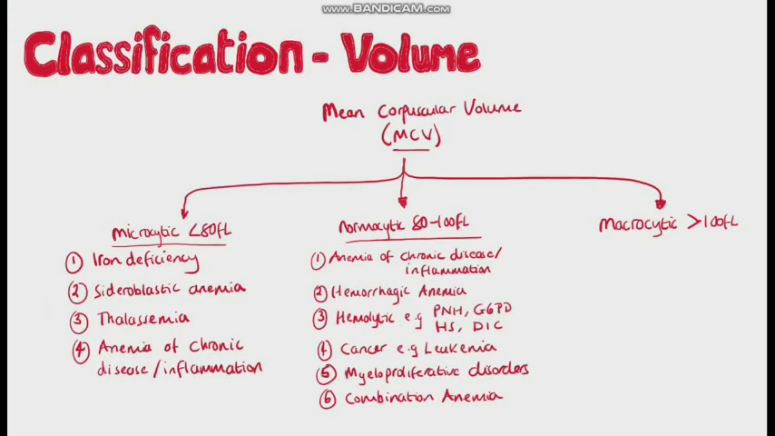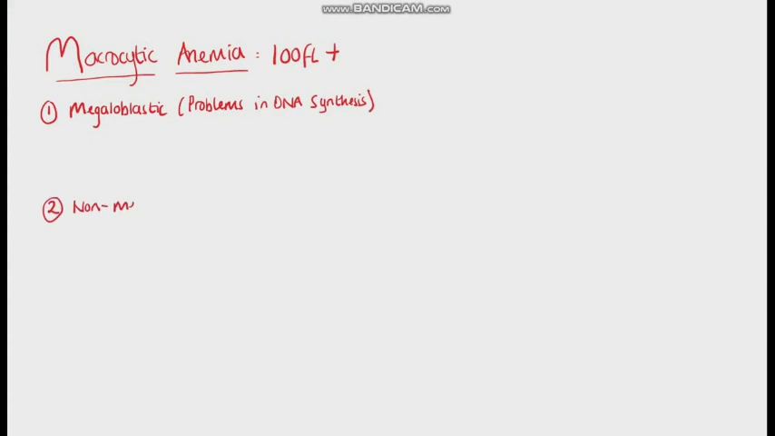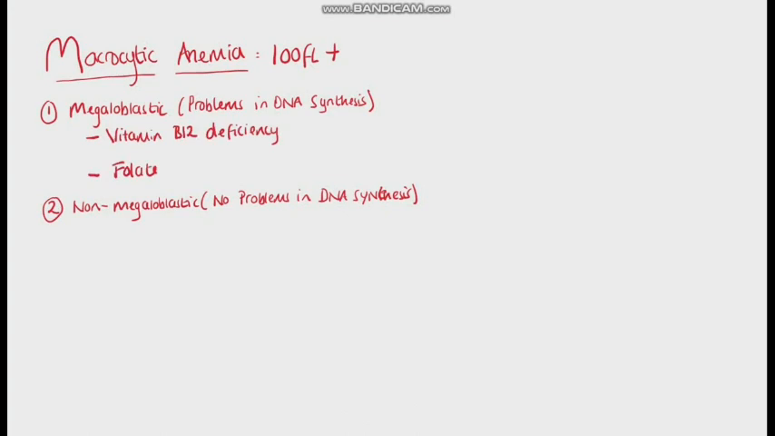Finally, we have macrocytic anemias, where the MCV is above 100 femtoliters. These can be further divided into megaloblastic and non-megaloblastic. Megaloblastic meaning we have a problem in DNA synthesis and repair, whereas non-megaloblastic do not have DNA replication problems. Under megaloblastic, we have the ones that are more typical, like vitamin B12 deficiency and folate deficiency.